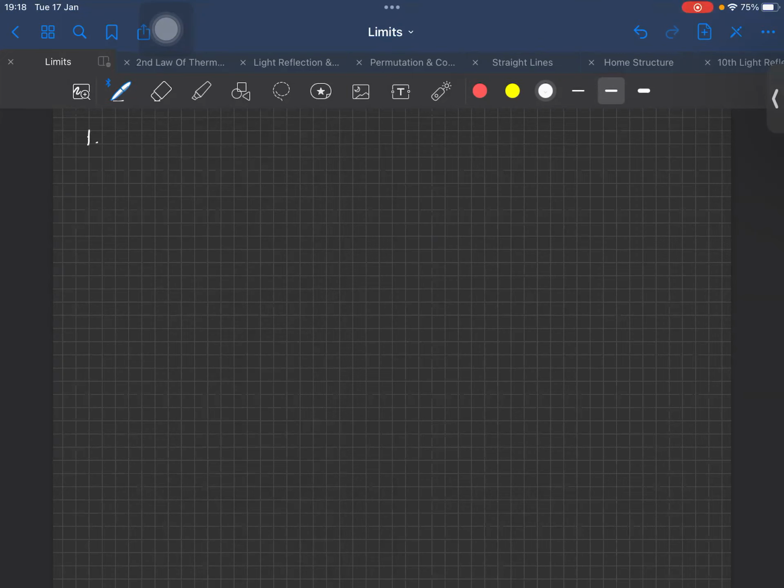Find the derivative of sine x plus 1. If y is equal to sine x plus 1, find y dash. That means derivative of y with respect to x.